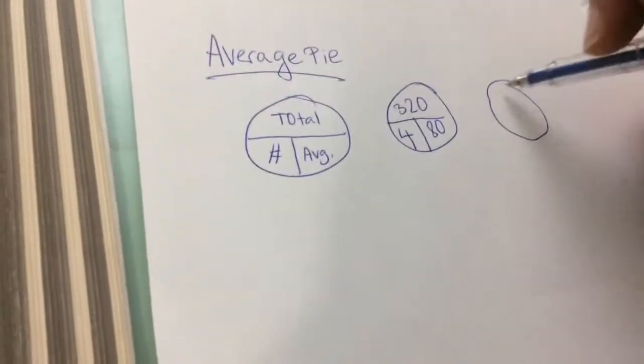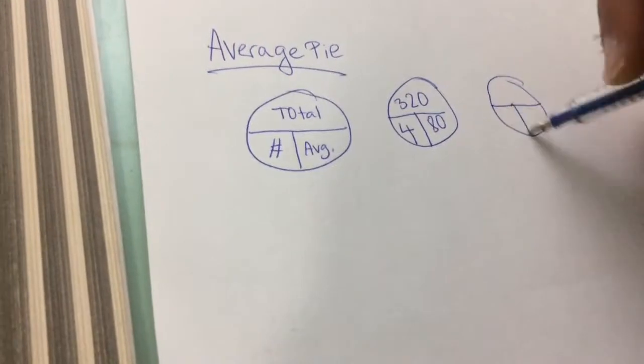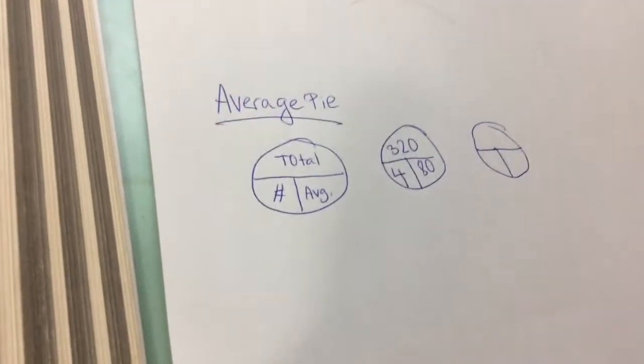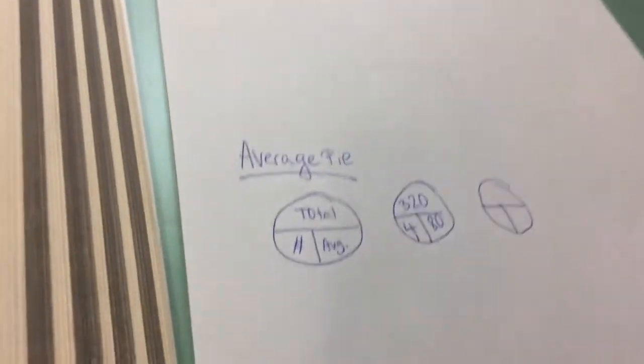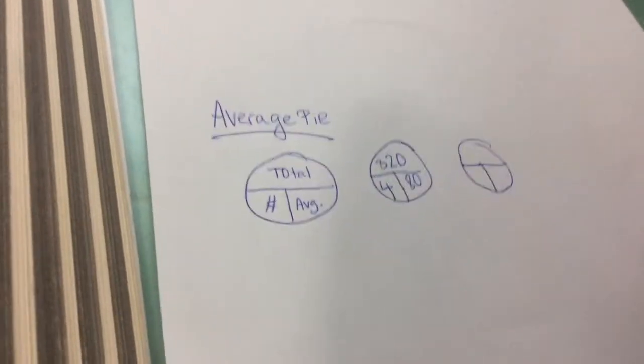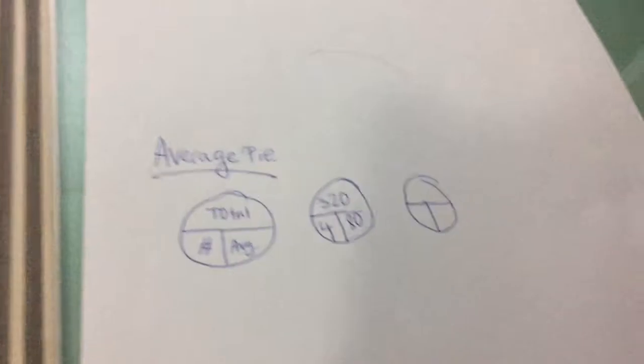Now, let me do another apple pie. Apple pie, no guys, average pie. I got confused, guys. I'm sorry. You can laugh at me, okay? Oh, that is what was funny.